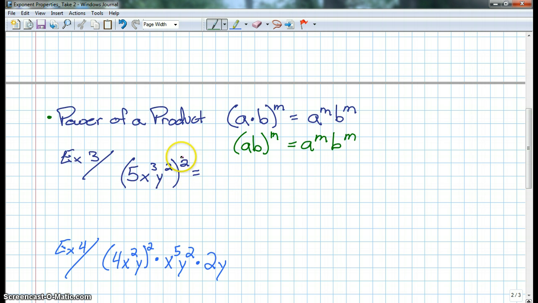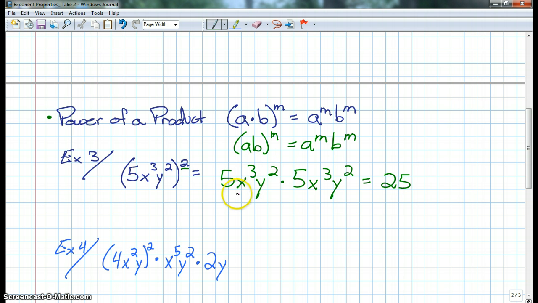Writing in an expanded form, because we know that we have this term, 5x to the third y squared, twice. We have two factors of it. That squared right here tells us that. It becomes 5x to the third y squared times itself, 5x to the third y squared. So now we look at how many factors of 5 do we have? Well, we have one here and one here. That's 5 squared, or simply 25.